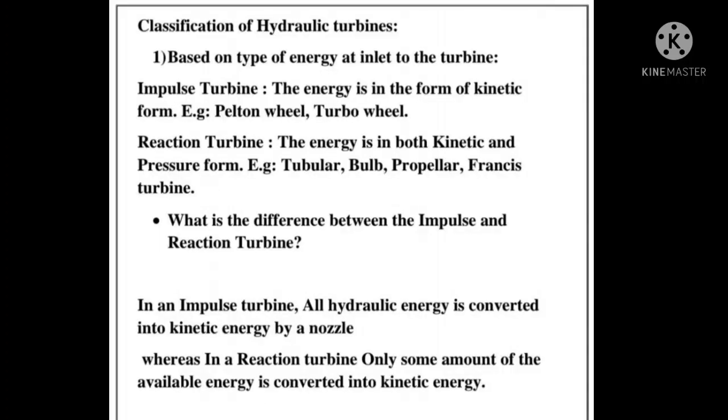Classification of hydraulic turbines: 1. Based on type of energy at inlet to the turbine. Impulse turbine, the energy is in the kinetic form, e.g., Pelton wheel, Turgo wheel. Reaction turbine, the energy is in both kinetic and pressure form, e.g., tubular, bulb, propeller, Francis turbine.